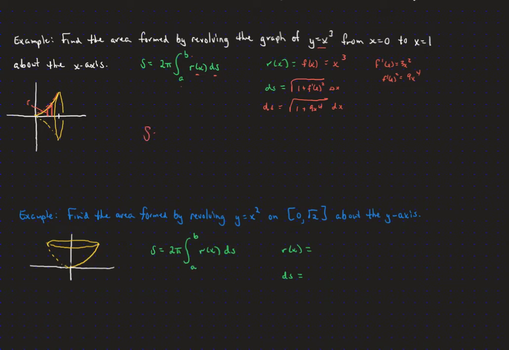So our surface area is going to be 2 pi. Our limits are those x limits, 0 to 1. Our r of x is going to be x cubed, and we're going to get the square root of 1 plus 9x to the fourth dx. We could actually do this with a u substitution and get the exact value as well. But if we just put that into our calculator, I believe we get 3.563 is going to be our surface area.